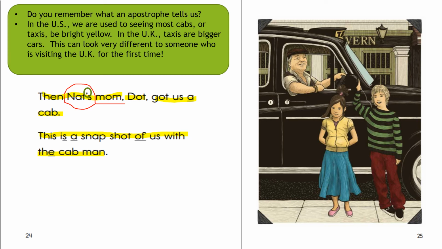Now in the US, we're used to seeing most cabs or taxis being bright yellow. And in the UK, taxis are just bigger cars. This is the taxi that Beth and Nat rode in. What color is it? It's very different from the yellow taxis you'll see in the US. So these big black cars can look very different to someone who is visiting the UK for the first time. And the cabman that we talked about is just the person who's driving the cab. This can be a man or a woman.